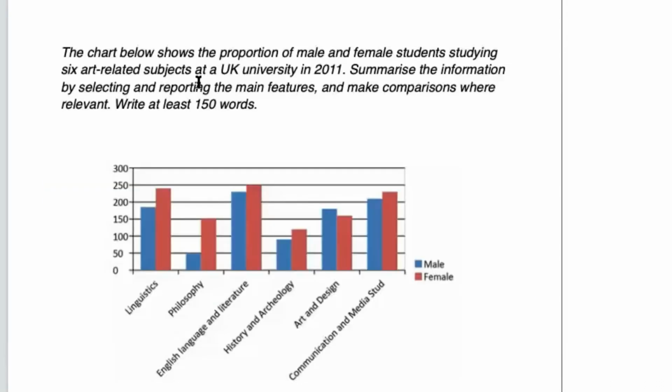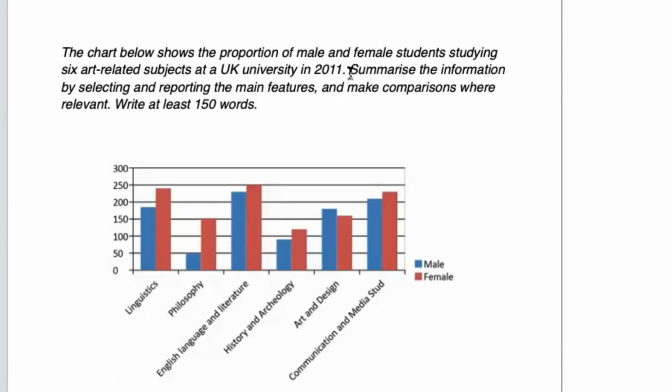Okay, so here is our writing prompt today, and it says, the chart below shows the proportion of male and female students studying 6 art-related subjects at a UK university in 2011. Summarize the information by selecting and reporting the main features, and make comparisons where relevant. Of course, write at least 150 words.